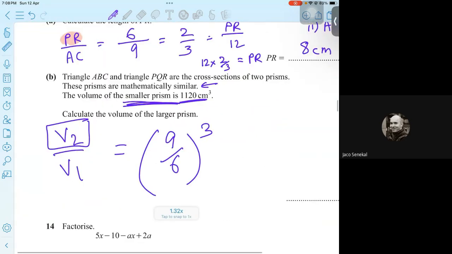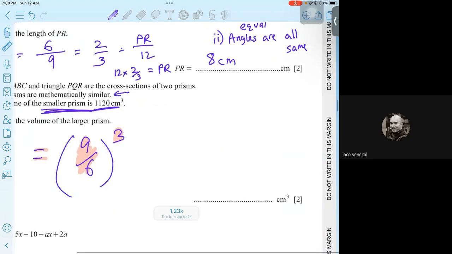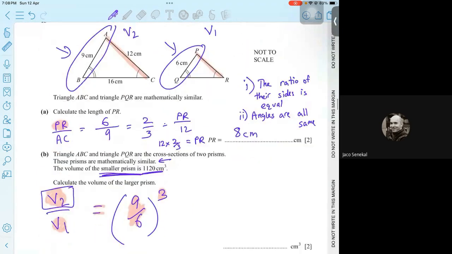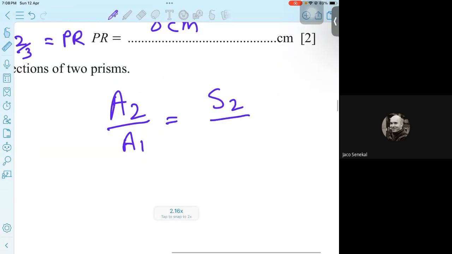So if you compare the volumes of the two triangles, it should be equal to the ratio of their sides whole cubed. Okay, I'll give you one more formula just so you remember this. This is for a 3D shape. Let's say we were comparing the triangles' areas. So for the areas, A2 over A1 is equal to, let's say, a side of triangle 2 over a side of triangle 1 whole squared.